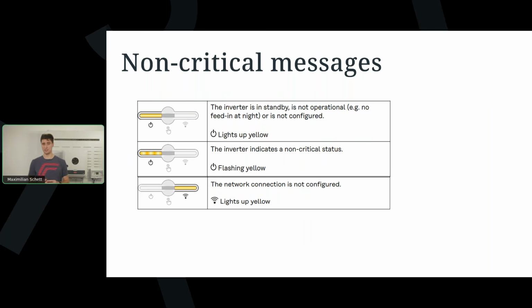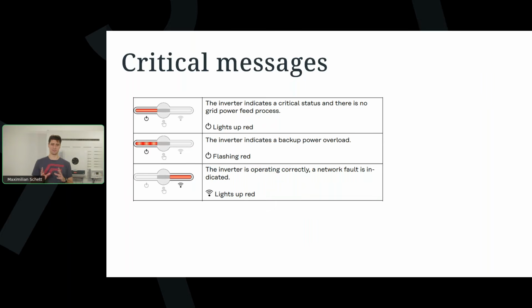And then let's go to the critical messages. This is every time something is red. We already said on the left-hand side, if it's red, then the inverter indicates a critical status. There is no grid power feed process. So there is an error, and you will have an error message in your inverter or on SolarWeb.